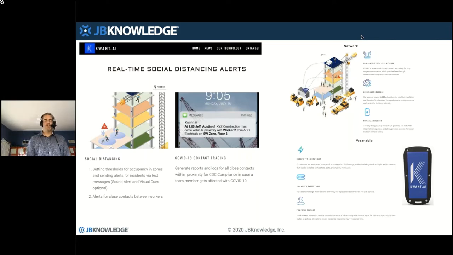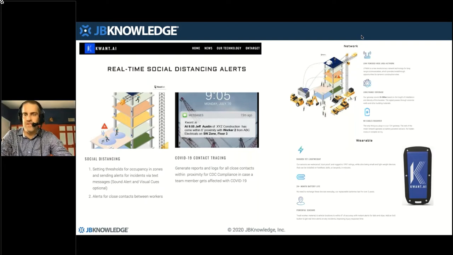So quant.ai is a really interesting artificial intelligence software tool that also uses tracking hardware that allows you to do two things I think that are really important and relevant right now. You can actually measure the density of workers in a space and how far apart they are from each other. You can also do contact tracing. So if one of your workers turns up sick and tests positive, you can go back and trace who that person was in contact with on the job site so you can notify them that they need to get tested.